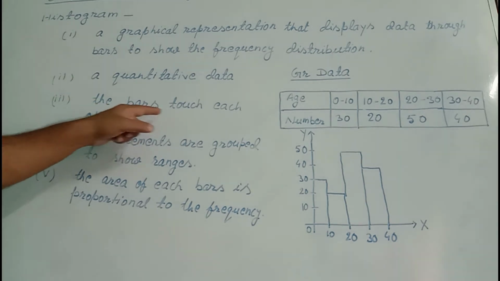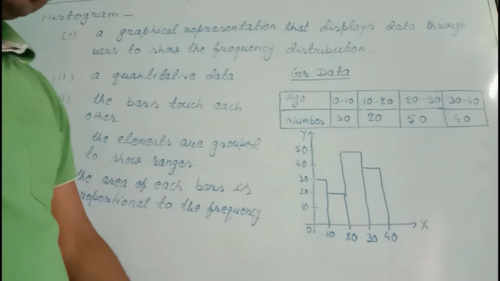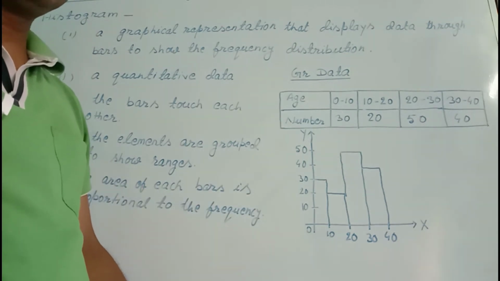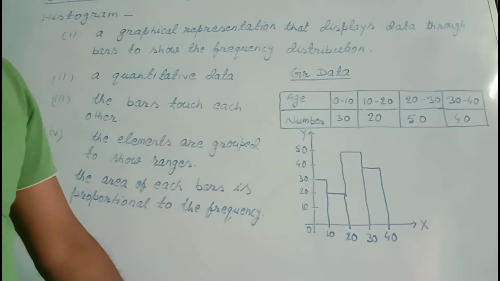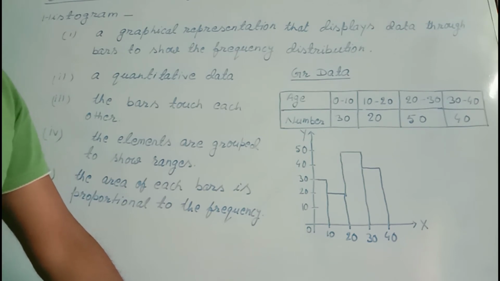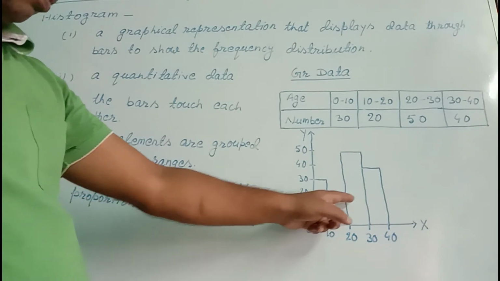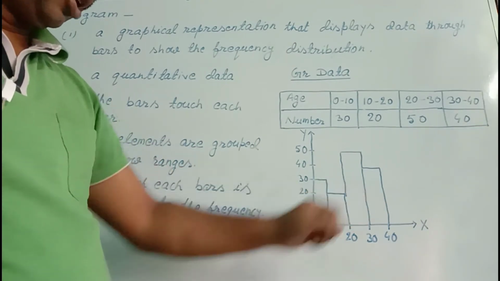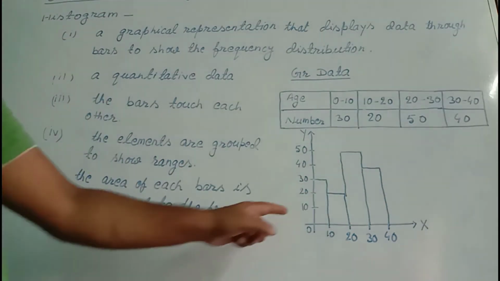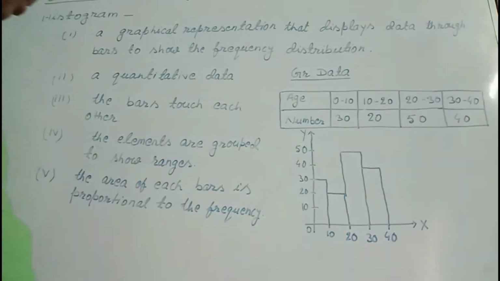The bars touch each other, not like a bar graph. In a bar graph, you have seen each bar line remains separate from the others, but in a histogram, all these bar lines are joined together. All these bars are joined with each other.